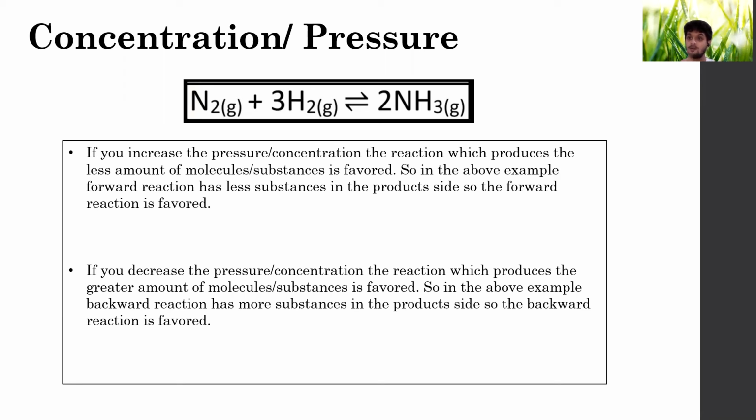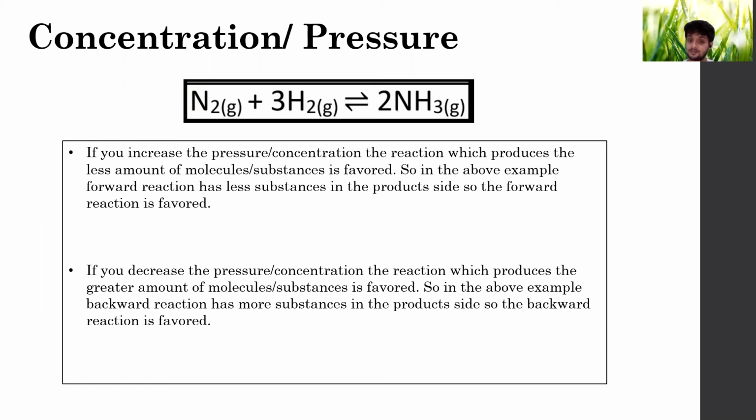So if you increase the pressure, it will favor the reaction which produces fewer substances. In this case, the forward reaction will be favored. Why does this happen? Because according to Le Chatelier's principle, the system tries to get rid of the change that has disturbed the equilibrium. So we are trying to eradicate this external pressure that is added to the system.